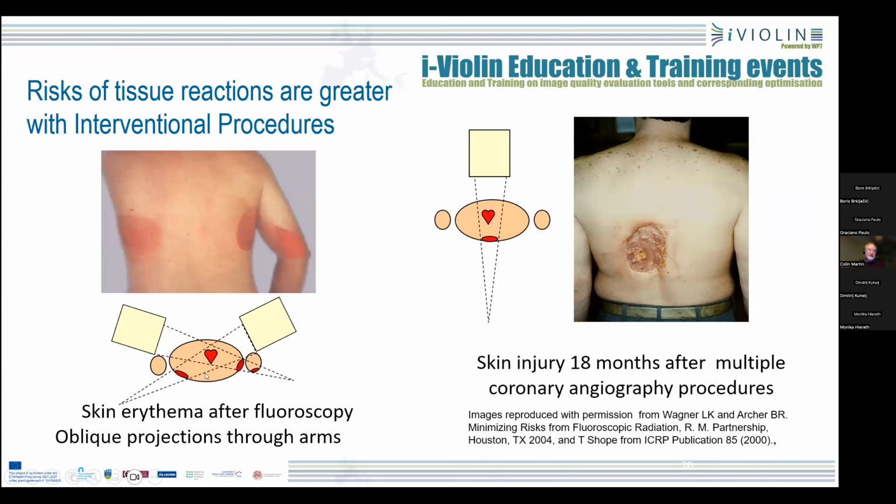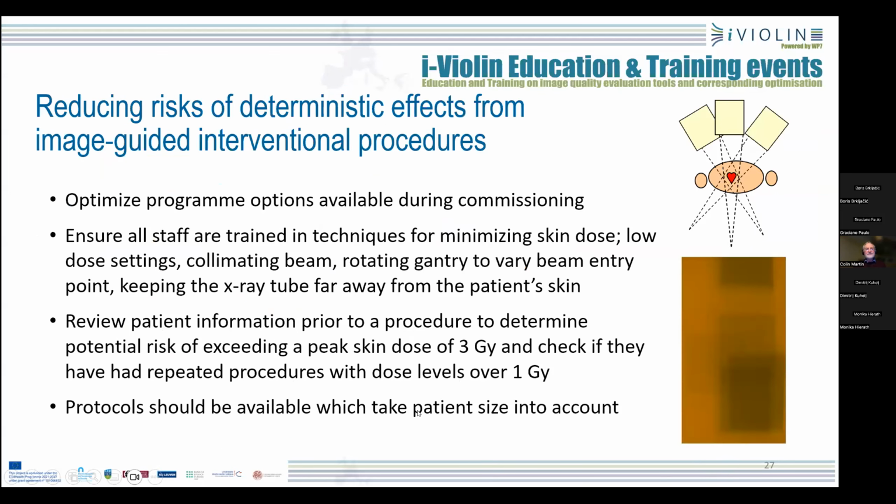And these just show examples of poor practice with interventional work, where the X-ray beam is being directed through the thick part of the body for a long period, or just one single projection being used. And these occurred in the 1990s, and it's important to bear these things in mind, so reduce the risk of deterministic effects in these.